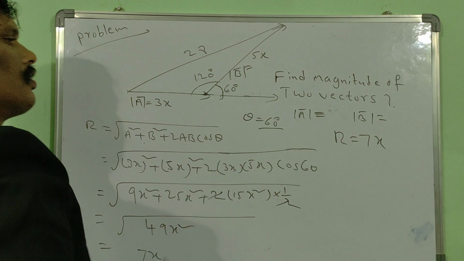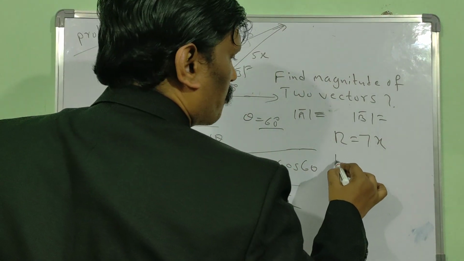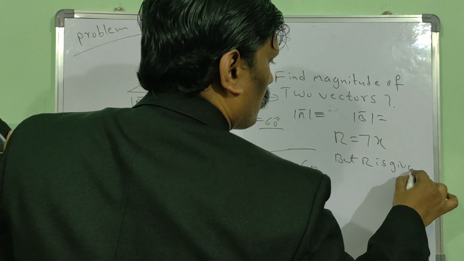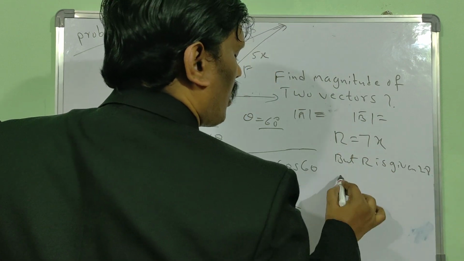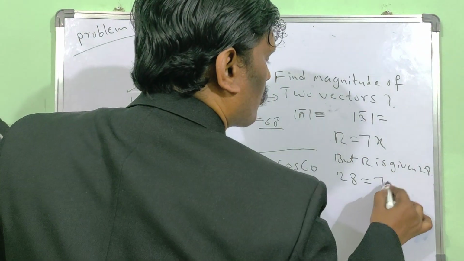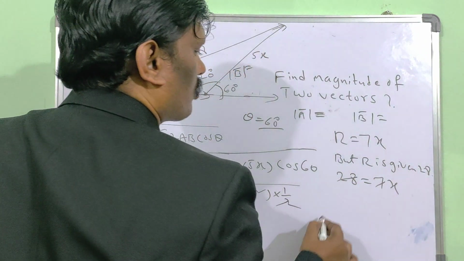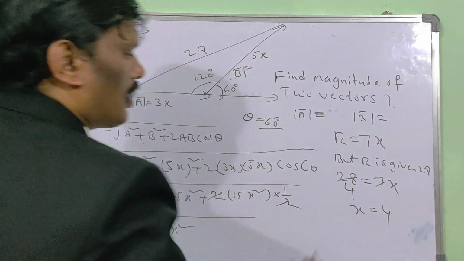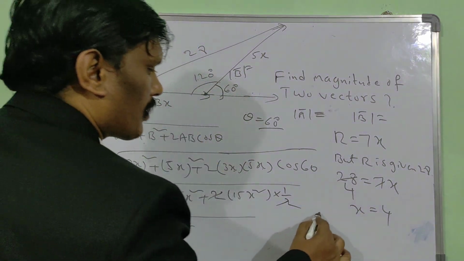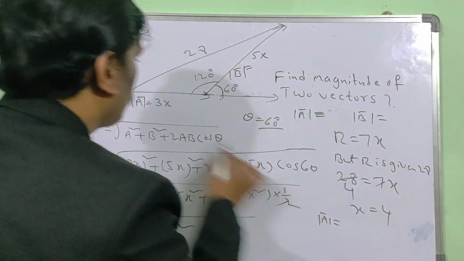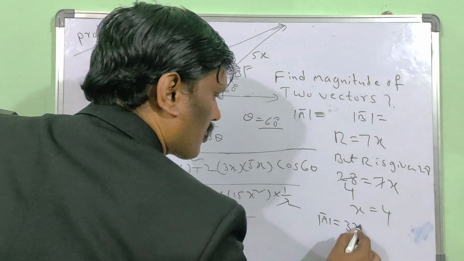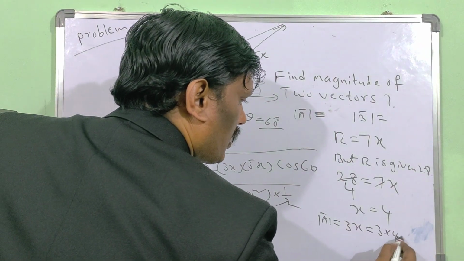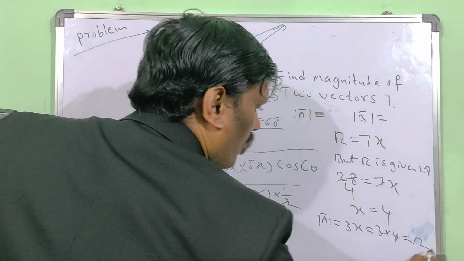But in the problem, R is given as 28. Then 28 is equal to 7x. 7 gets cancelled out in 28, 4 times. Then our x value is 4. If x is 4, what is the first vector magnitude? I considered 3x. That is 3 times x, where x is 4. 3 times 4 is 12.